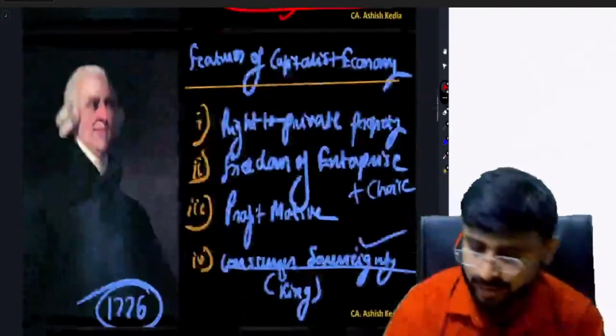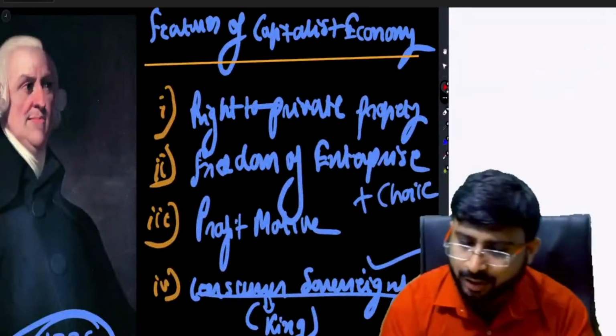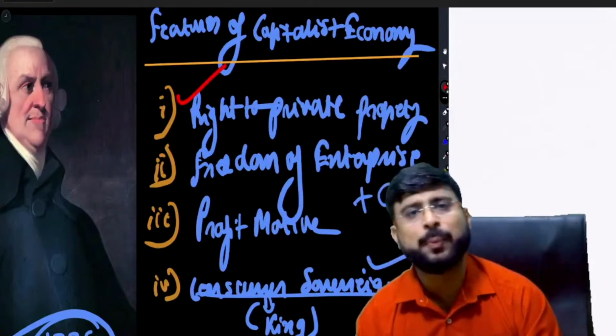All right, sir. So now, what are the features of capitalist economy, sir? Number one, you have a right to own private property. You can have your own private property.